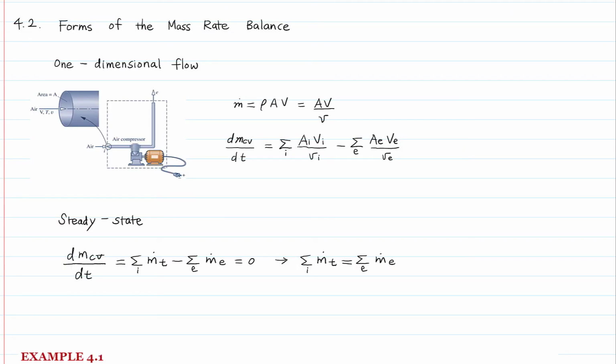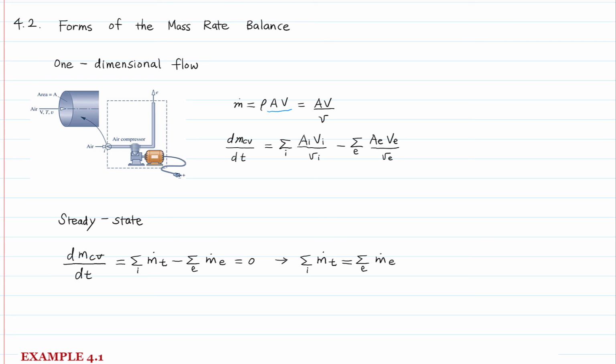4.2 Forms of the mass rate balance. So mass flow rate is equal to the density times area times velocity. The area is the cross-sectional area of the fluid, and the product of area and the velocity is the volume flow rate. It can also be expressed as the volume flow rate divided by the specific volume of the fluid. The reciprocal of density is the specific volume.